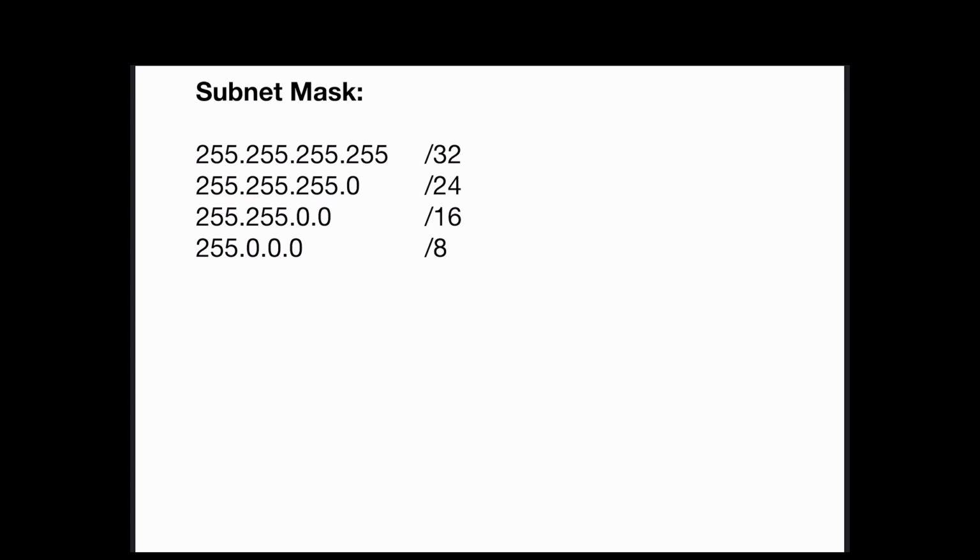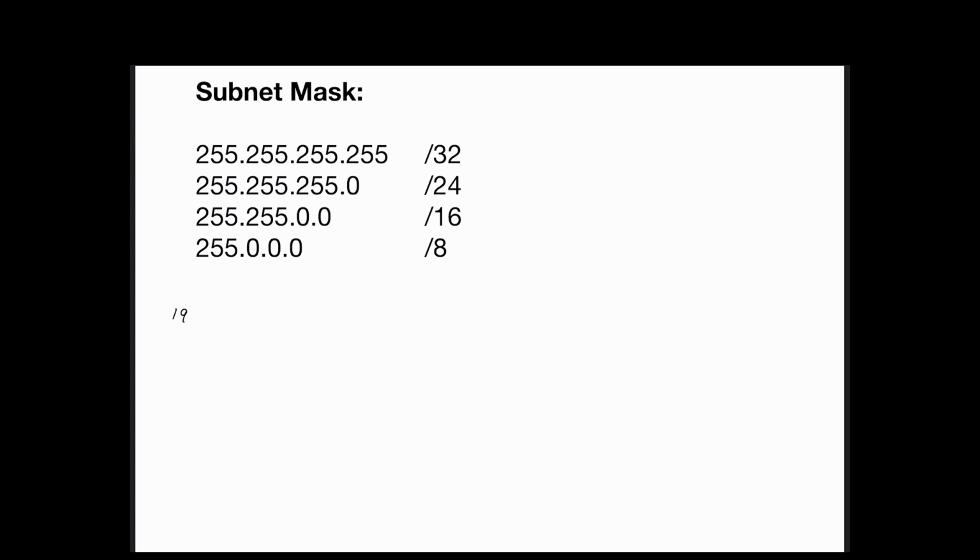So the purpose of a subnet mask is to determine which part of your IP address belongs to the network and which portion belongs to the host. And the reason you want to know that is because for devices to be able to communicate with each other, they have to be on the same network. That means the network portion of their IP address must be the same. So let's go through a quick example.